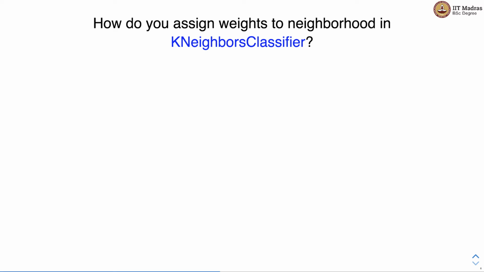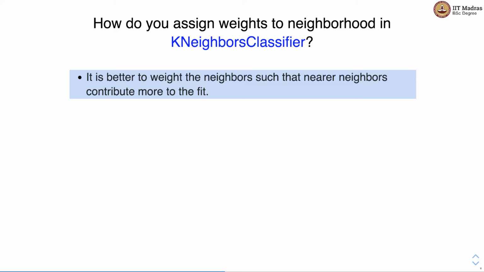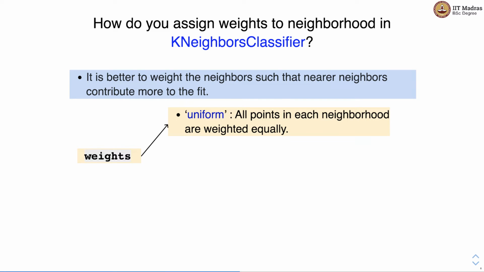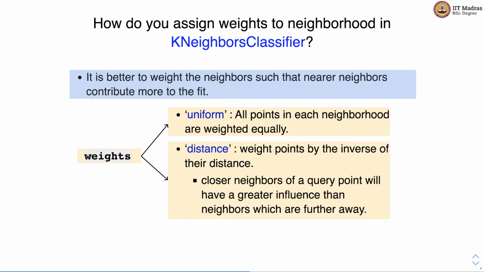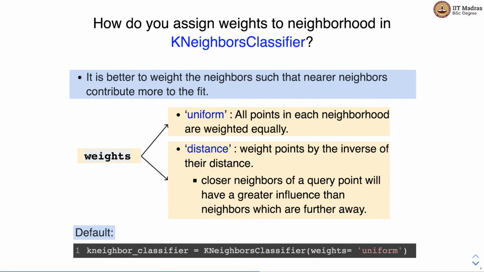There is a possibility that we can assign weights to the neighborhood. The idea here is that higher weights are assigned to the nearest neighbors so that they contribute more towards the labeling of the new point. The weights can be uniform, where all points in the neighborhood are weighted equally, or weights can be based on the distance. The points that are closer will have greater influence than the points that are further away. By default, KNeighbors Classifier uses uniform weight.